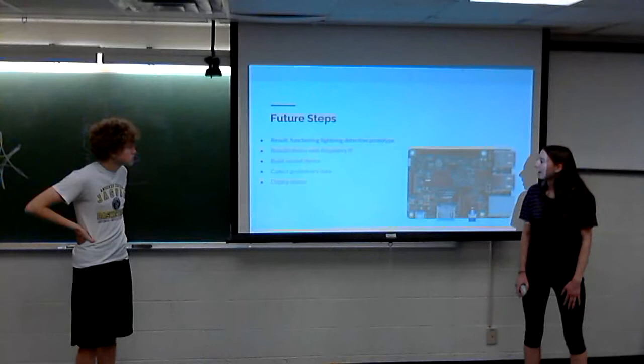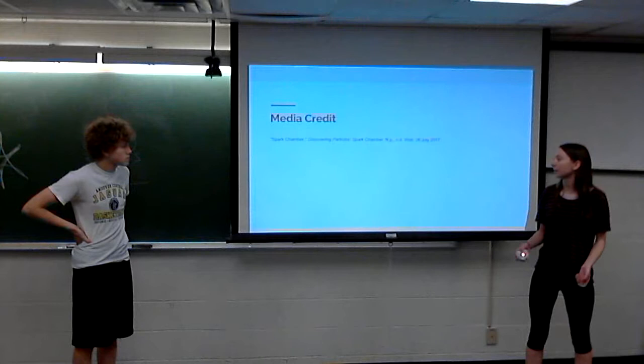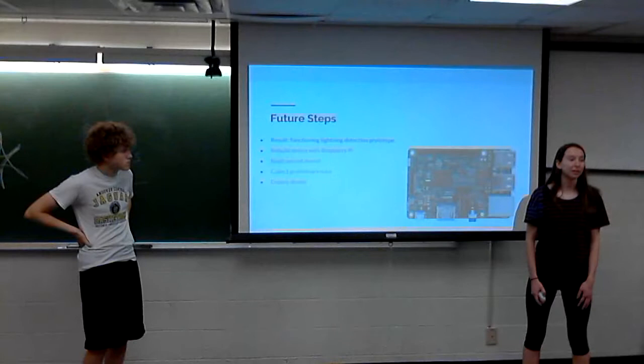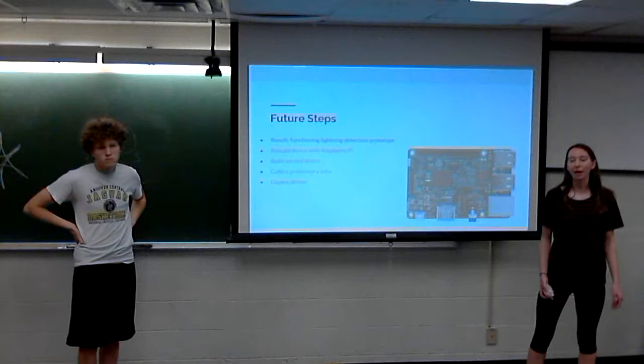Again, kind of like Craig mentioned, we'd probably build a second device to be able to triangulate the distance and angle for where the lightning is actually striking, and to add some more accuracy in there. We'd work on collecting preliminary data and doing a lot more testing, especially with different types of simulated lightning, to make sure that we're not just using the strobe light the whole time and then deploying it and not being able to gather the data we need, and then eventually deploying the device out in the field.